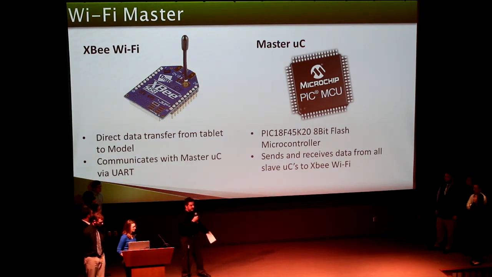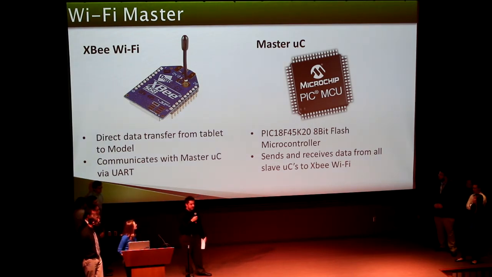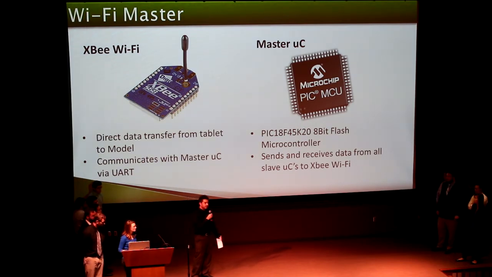So now that we actually have data coming to our physical model, we need to know what to do with that. There's going to be information for light animations, whether or not there's a fault. We need to know what's going on. So the master microcontroller takes all that information, figures out what needs to be done with it, and sends it off to the different slave microcontrollers to do their functions.